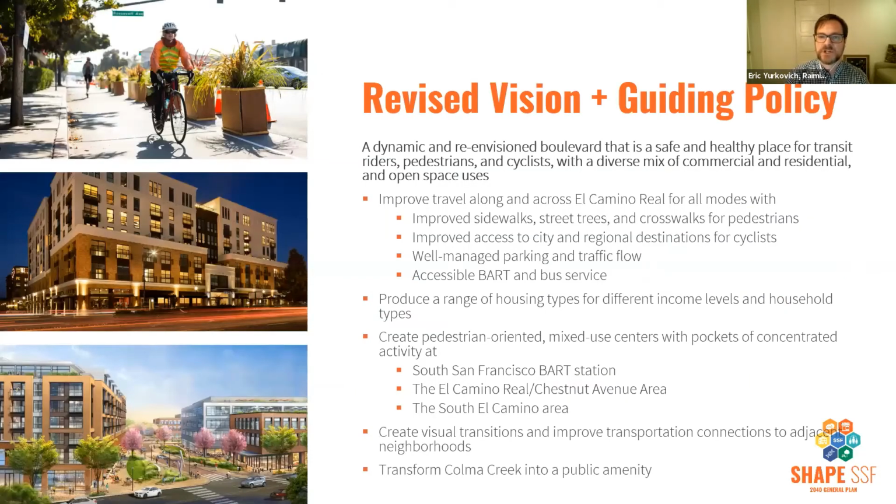So this is the revised vision and guiding policy for the El Camino area, really to create a dynamic and re-envisioned boulevard that is a safe and healthy place for transit riders, pedestrians, and cyclists, with a diverse mix of commercial, residential, and open space uses. The guiding policy falls into 4 main ideas: improving travel along and across the El Camino corridor, providing a range of housing types for different income levels, creating pedestrian-oriented mixed-use centers with clusters of activity, concentrating activity at a few spots along the corridor, and making sure there are good visual transitions and improved connectivity across the neighborhoods.